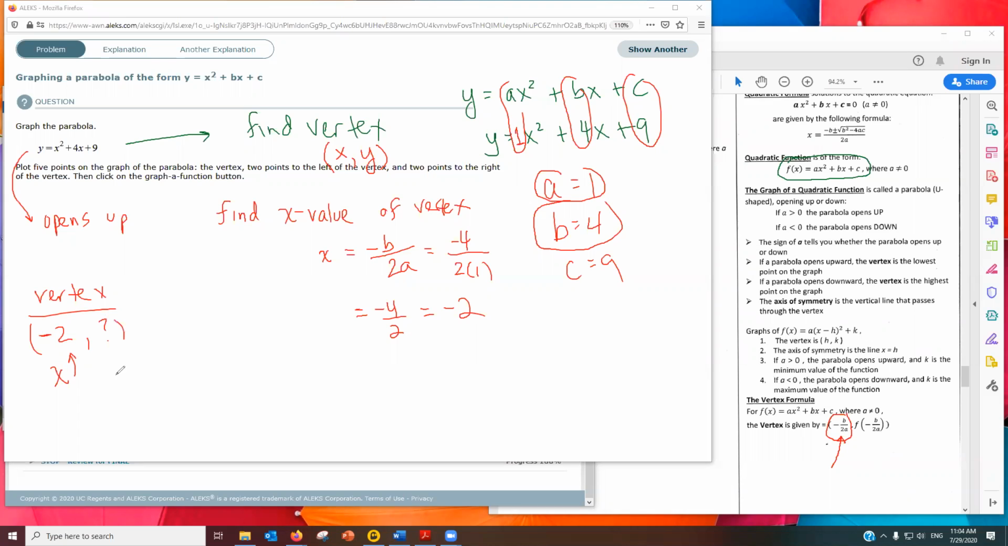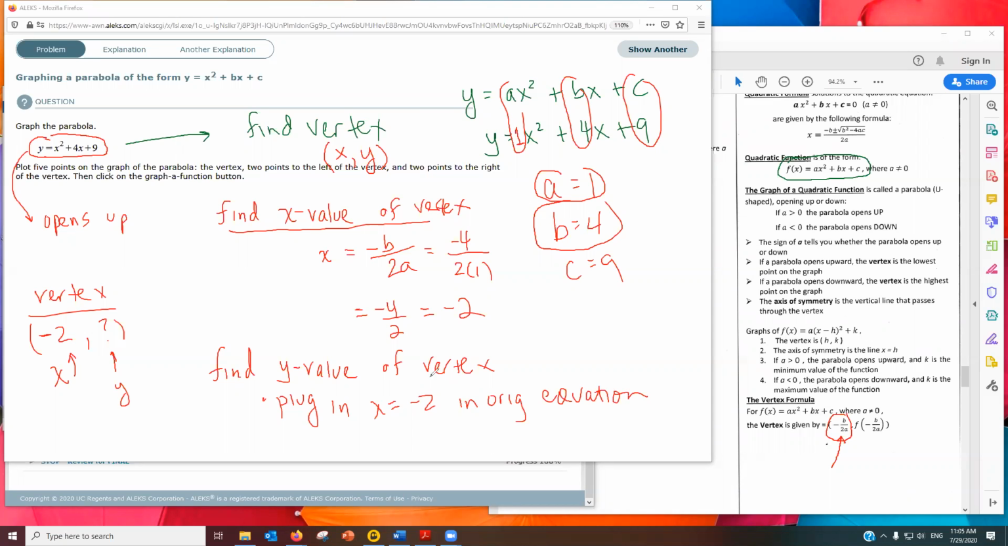But we still have to find the y value. Well, anytime you know the x value and you want to find the y value, you can go back to this original equation, because this original equation gives you y if you know x. So to find the y value of the vertex now, I'm going to take our answer of negative 2, plug in x equal negative 2 in the original equation. All right, so let's do that. In our example, y is x squared plus 4x plus 9. I'm going to replace x with negative 2.